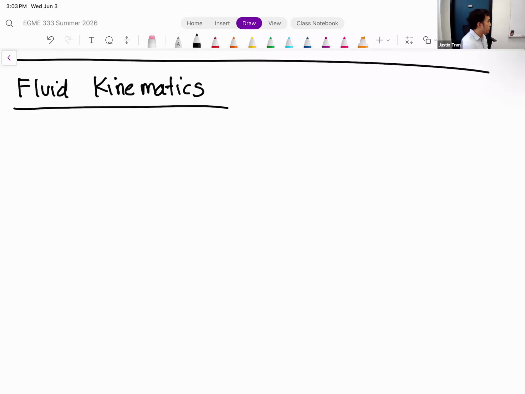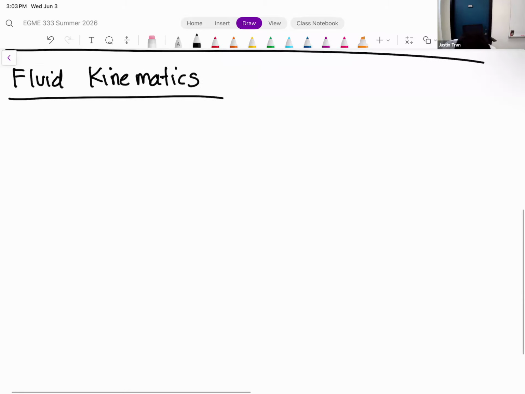Now that we're done with the first midterm topics, the first midterm is generally just fluid statics and Bernoulli's equation, we're really starting to hit our stride here. So fluid kinematics is really the setup for a lot of the rest of this semester. The whole idea with fluid kinematics is that this is our introduction to the standard ways to describe fluid flow.